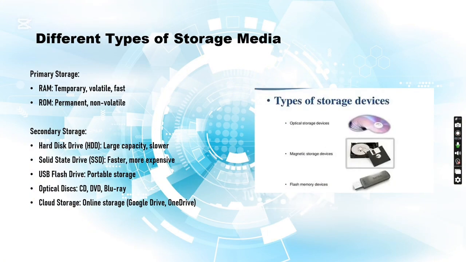Different types of storage media, primary storage and secondary storage. Primary storage, RAM, temporary, volatile and fast. ROM, permanent and non-volatile. Secondary storage, hard disk drive HDD, large capacity, slower. Solid state drive SSD, faster, more expensive. USB flash drive, portable storage. Optical discs, CD, DVD and Blu-ray. Cloud storage, online storage, Google Drive and OneDrive.